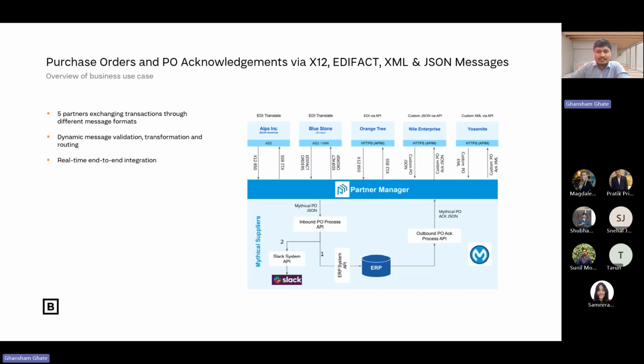So the message received from Alps Incorporation is in an EDIFACT document. It will be transformed to the JSON format which our ERP understands, and it will then transport that message to ERP via process API. It will do the same for the other incorporations as well, and the acknowledgement will travel back to the incorporation via the protocol that they understand. Okay, so this is the use case which shows that partner manager can handle multiple customers with different protocols and different message types.